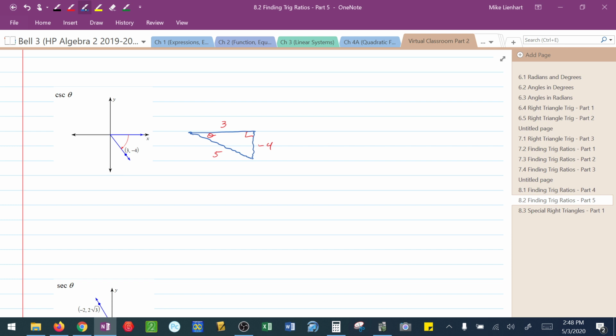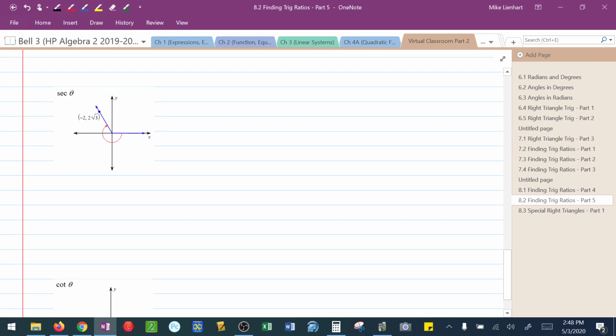Now, cosecant is the reciprocal. The cosecant, I know, is the reciprocal of the sine function. So if I were to find the sine of theta, that would be negative 4 over 5. Then the cosecant would be the reciprocal of that, 5 over negative 4. And I always like to write it as negative 5/4. Always put that negative with the numerator. Done.